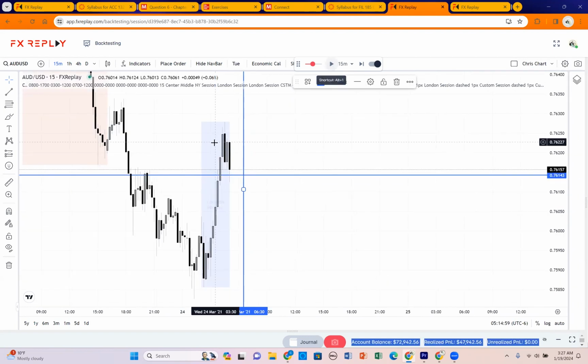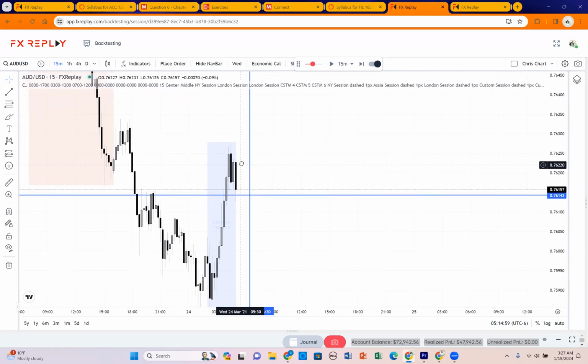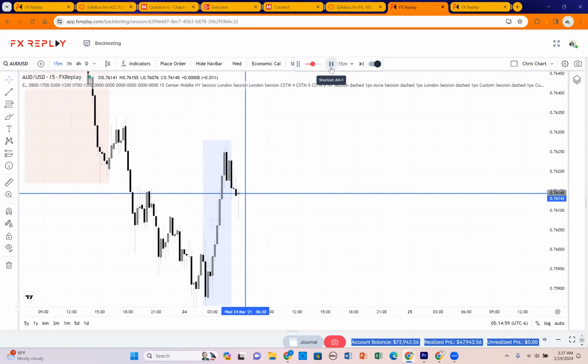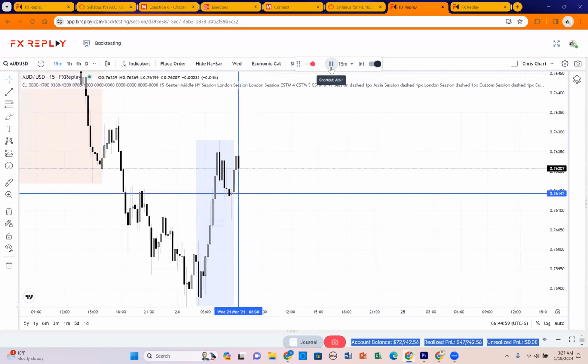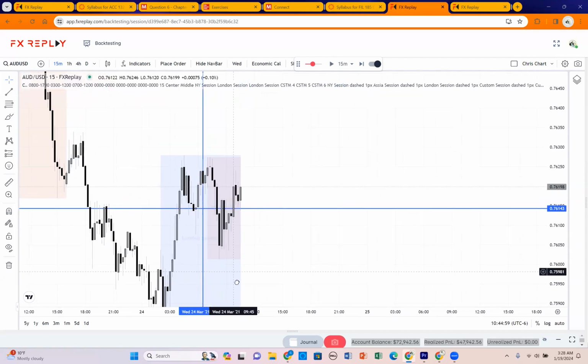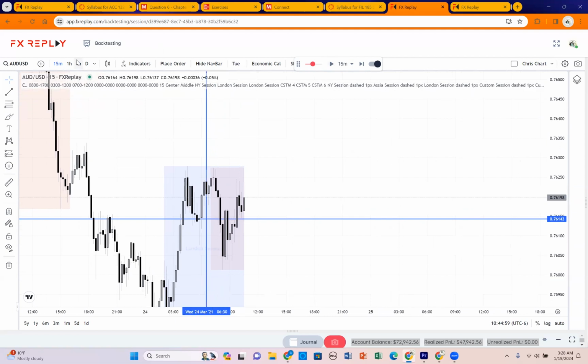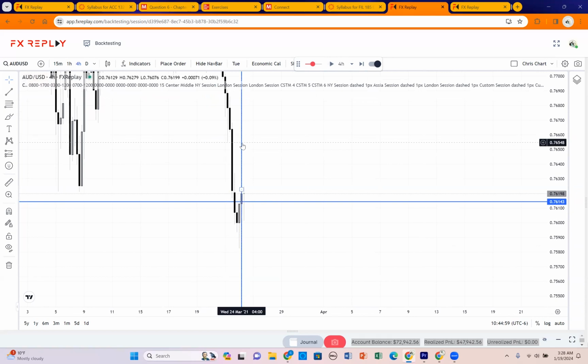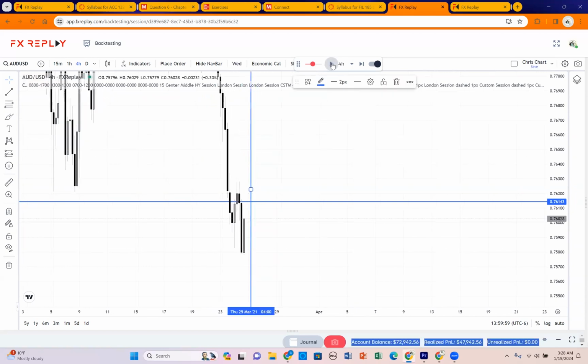Looking for gaps. This gap right here already got filled, but it's not during my session, so I wouldn't have taken that. Keep on looking. It's 9:30. I'm done for the day. The market didn't present anything, so I'm done for the day and I'm going to the next day. I do the same thing.